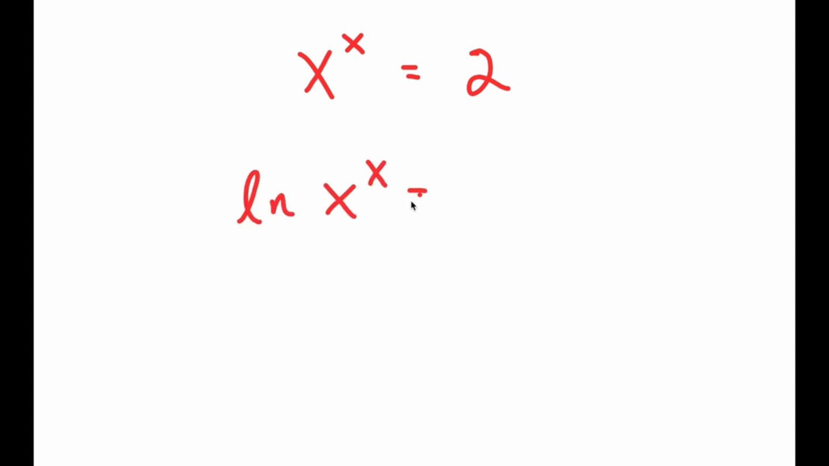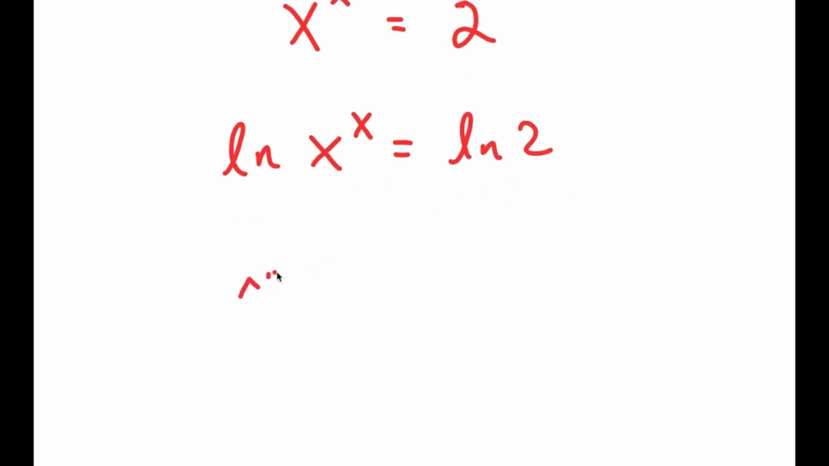Alright, so for this video, I'm going to solve the equation x to the power of x is equal to 2. To solve this, I'm going to use logarithms and the properties that come with logarithms. So I'm going to first start by taking the ln, or natural log, on both sides. So I get ln x to the power of x is equal to ln 2.